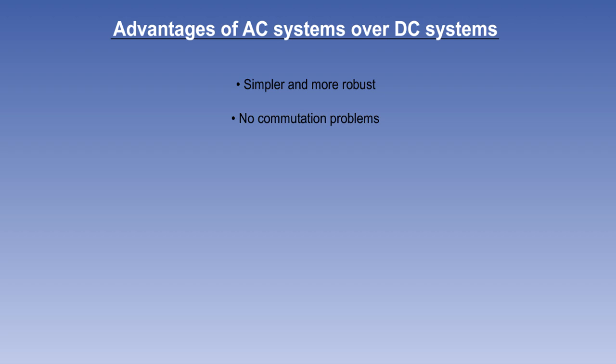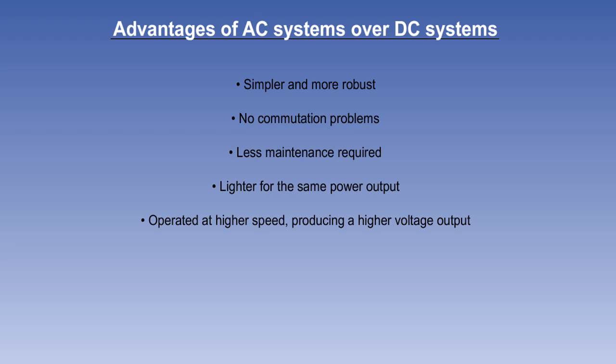Because they don't have commutators, AC generators do not suffer from the problems of arcing at the commutator associated with DC machines, and consequently are more reliable, especially at high altitude. They also require less maintenance. An AC generator can be significantly lighter than a DC generator, with the same power output. Because the rotating elements are much lighter, AC generators can be operated at much higher rotational speeds than DC generators, so they can produce a much higher voltage output.